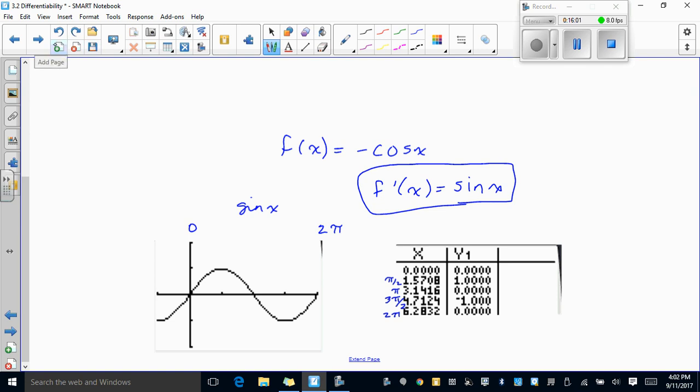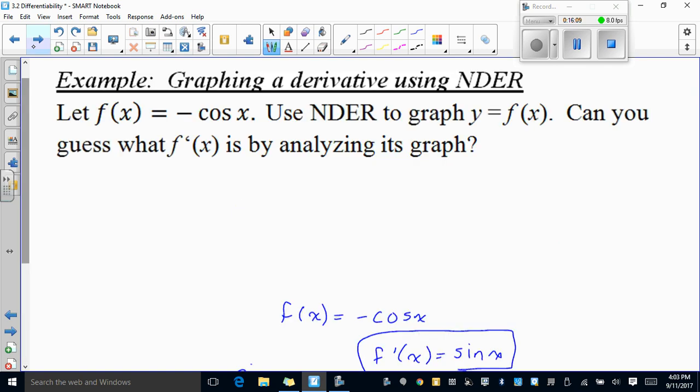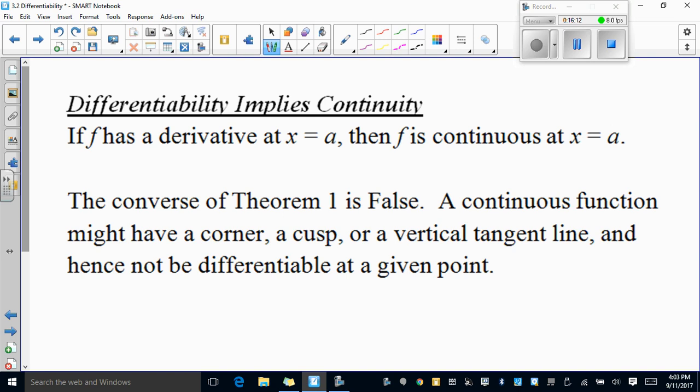Okay, normally you would not be, at this point in the game, expected to be able to look at a graph and know that it's the derivative of another one. But you'll get there. Okay, so this is the one.